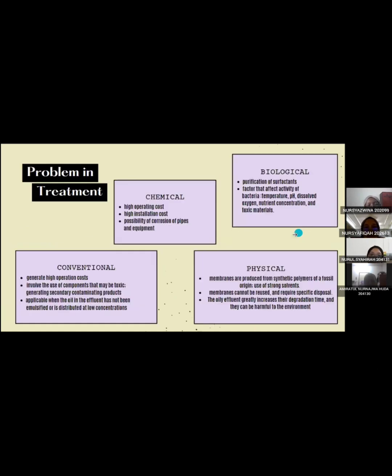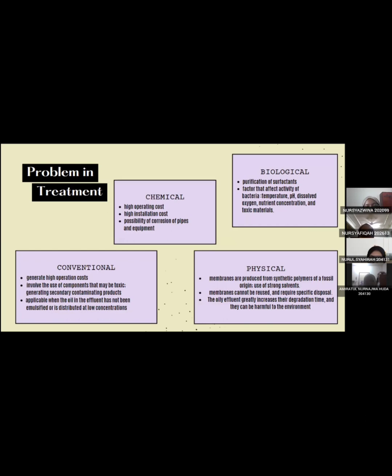For the problems in treatment, the conventional one generates high operation costs. It also involves the use of components that may be toxic, and it generates secondary contaminating products. It is also applicable only when the oil in the effluent has not been emulsified or is distributed at low concentration. For the chemical, it has high operation cost, high installation cost, and also the possibility of corrosion of pipes and equipment.